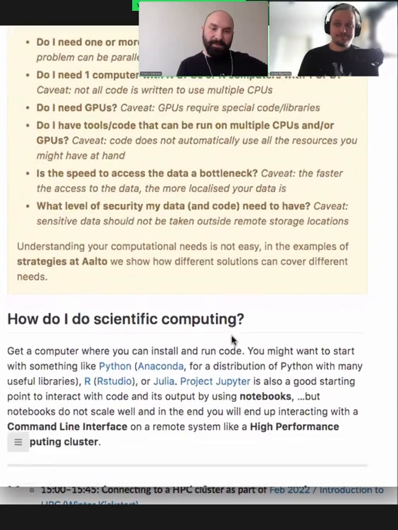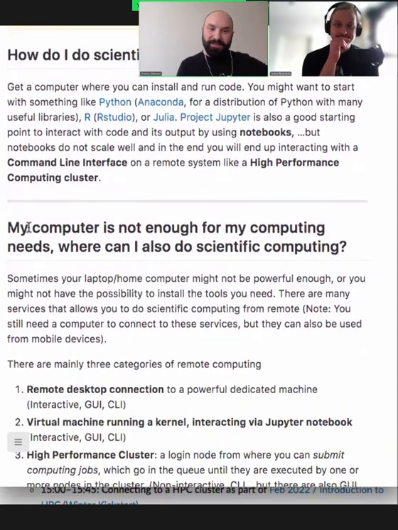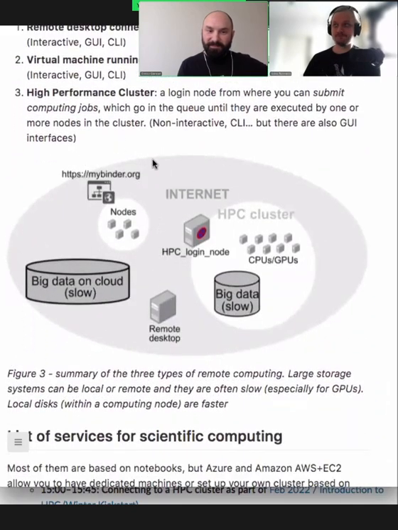Yeah. So basically you are here most likely because you reached the stage where your computer is not enough for your computing needs and you need to scale. And so where can you go for doing that? I'll skip the text, but let's just focus on the picture. This is the graphical picture that you can save in your head to understand where the computing happens with HPC or with whatever remote computing. You are basically here somewhere on the internet with your home connection, laptop or desktop machine, whatever you're doing there.